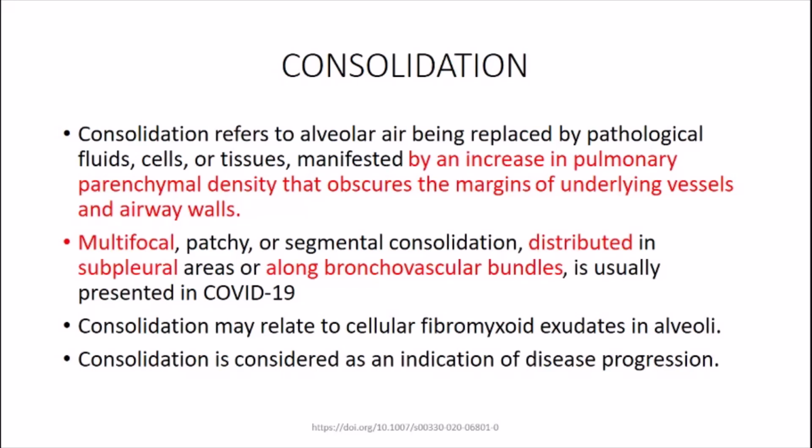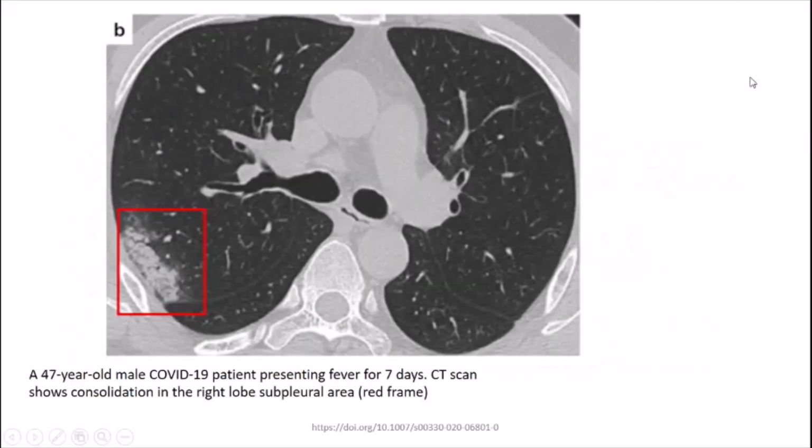So if we have follow-up images, most probably you will first see ground glass opacities that will progress into consolidations. Okay. So in this 47-year-old male patient with COVID-19 who presented with fever for 7 days, you can see peripherally located subpleural consolidation in the posterior area of the right lower lung lobe. So usually peripheral subpleural. Most of the lesions of COVID-19 are peripheral, subpleural, posterior and in lower lobes.